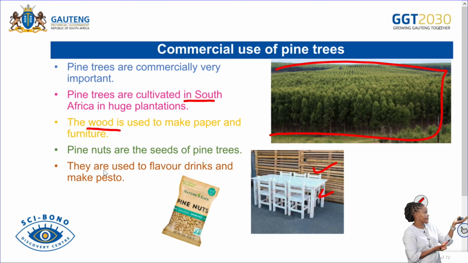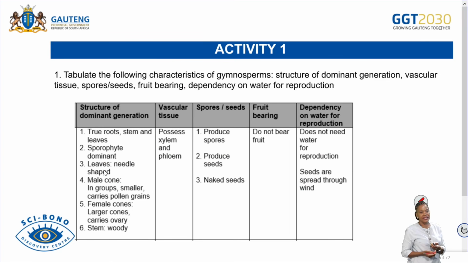They are also used to flavor. They also produce nuts, which are the seeds of the pine. These nuts are usually used to flavor drinks as well as to make a good pesto. So they are very commercial. You can see the pine nuts there. These pine nuts are made out of the seeds. So they give us those commercial importances.